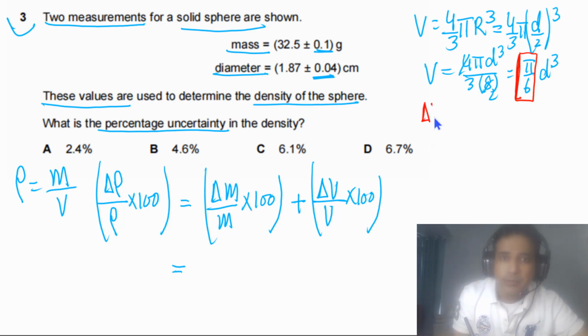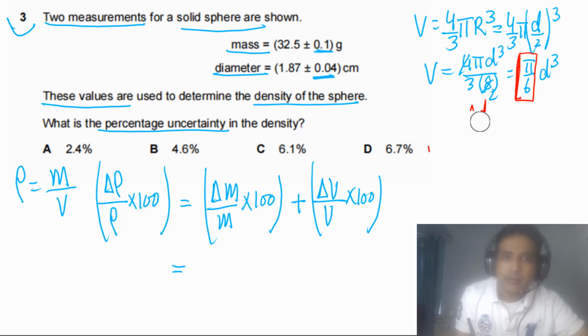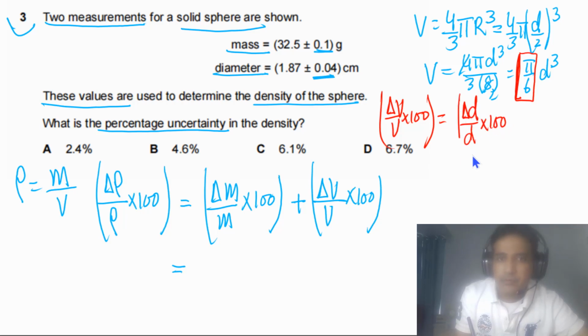So we can write down ΔV for V from here. This has to be equal to Δd by d, and if we are calculating percentage uncertainty, we can also multiply this by 100. Let me rewrite this part again. To calculate percentage uncertainty in volume, what we need is ΔV by V multiplied by 100. This has to be equal to Δd by d multiplied by 100 and multiplied by the power of d. So we can simply replace this with this.